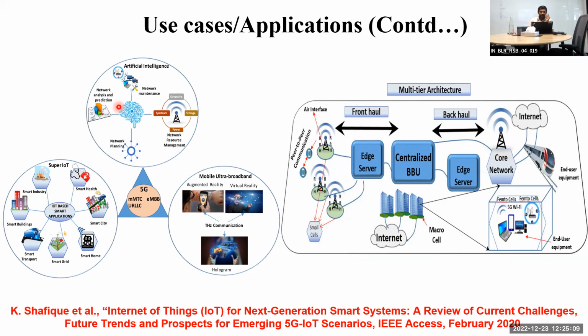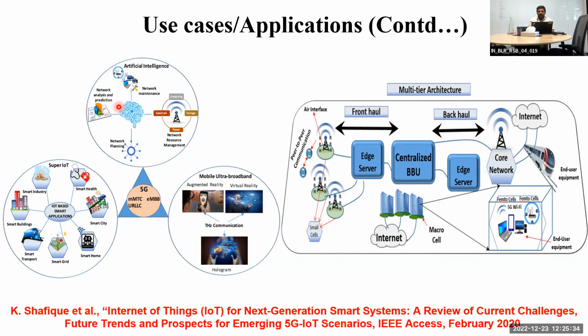That's happening now. Mobile broadband, for example, augmented reality, virtual reality, holographic image. Now it is very famous, right? So somebody will be attending in person in one place, and in another place, his holographic image will be there. Just a kind of virtual reality thing. Next is super IoT and smart home and so on.